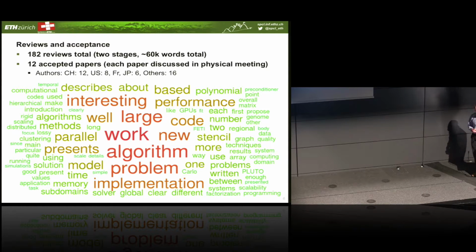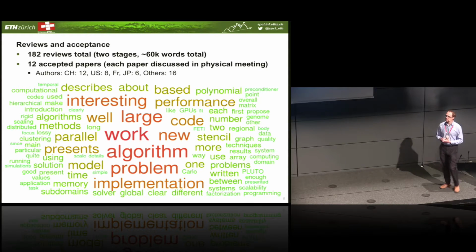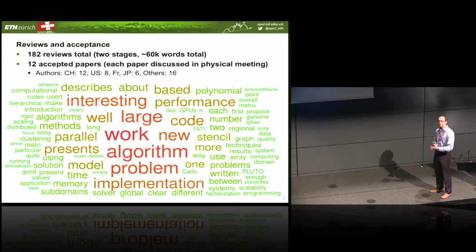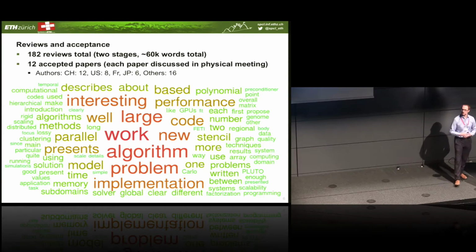The distribution of authors in terms of countries is basically the same in the accepted papers as it was for the submitted papers. So that's also a good sign. So there was no bias towards or against a certain population.